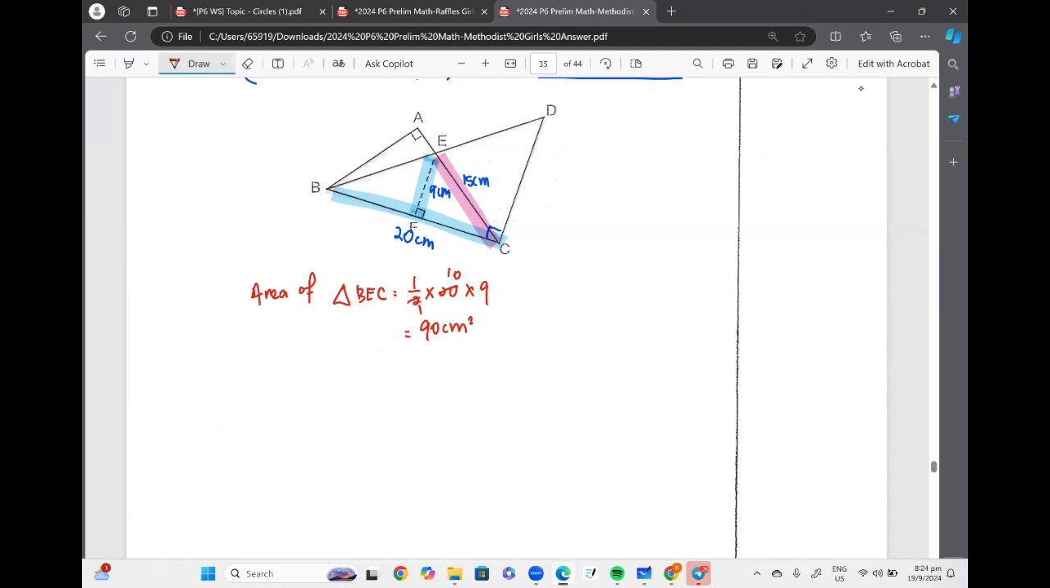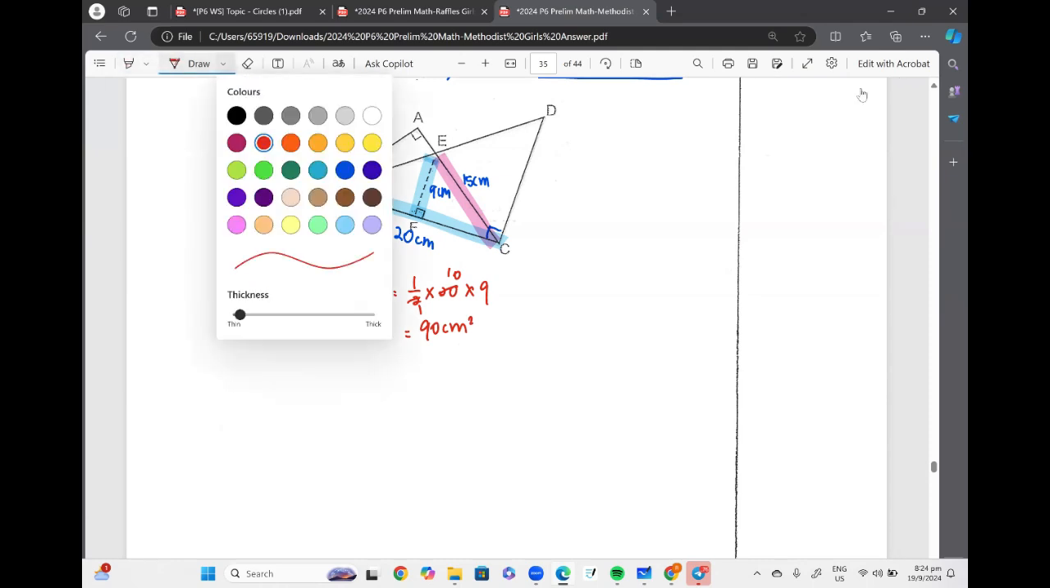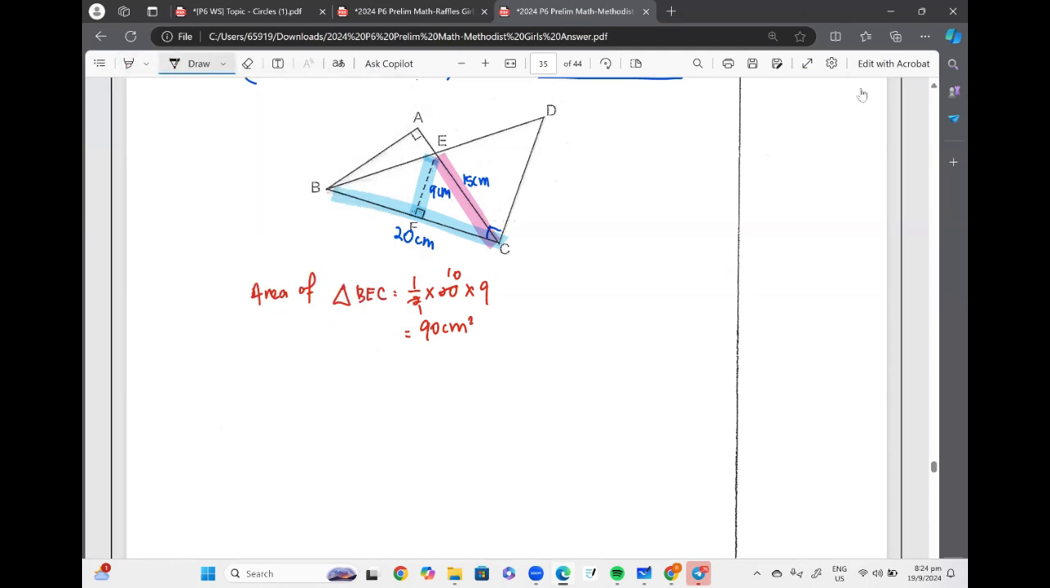Do you all see this? Technically, this triangle BEC, you can also take EC as the base. If you take EC as the base, you have to dot it out, and find the height, which is BA. So the triangle looks something like that. BEC, I'll draw it right here for you.